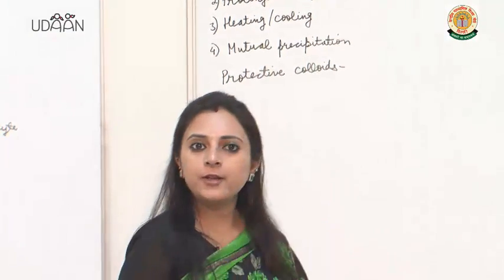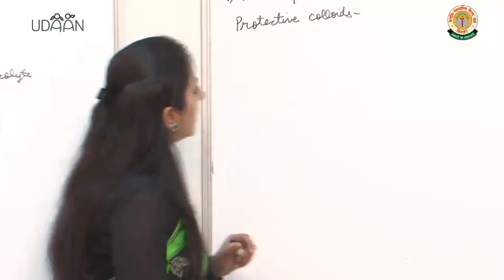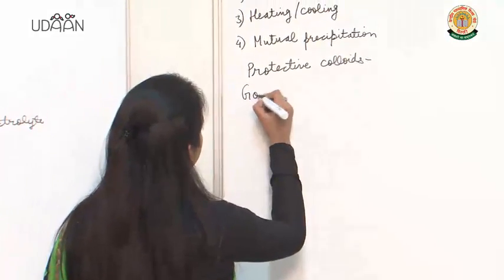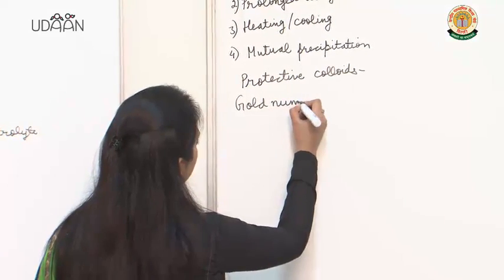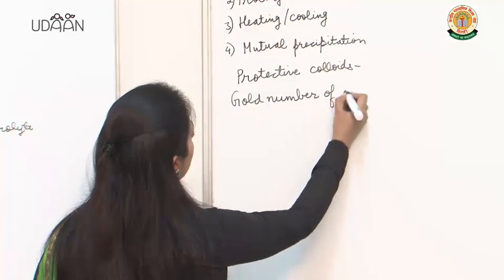Now what are protective colloids? The lyophilic sols are known as protective colloids because they can prevent the lyophobic colloids from coagulation. Now what is the gold number of a protective colloid?